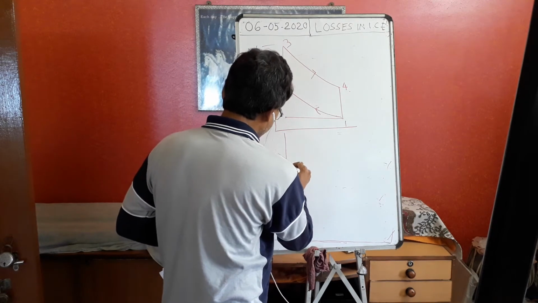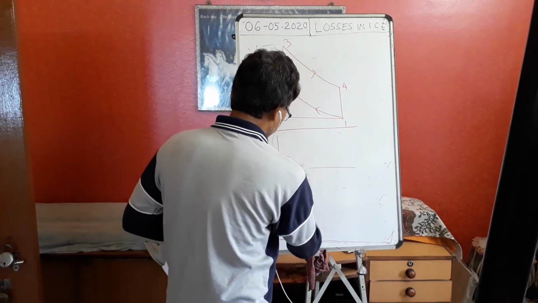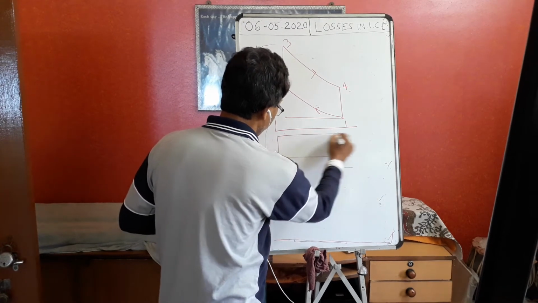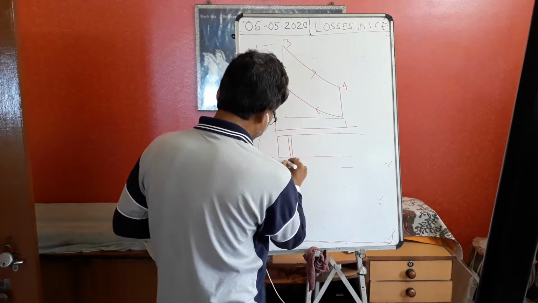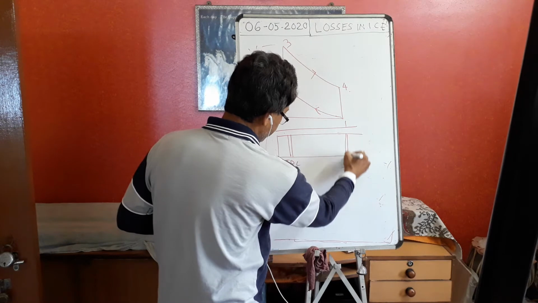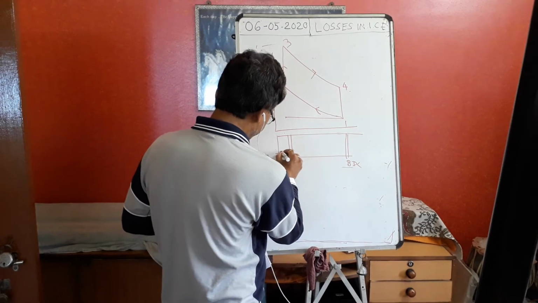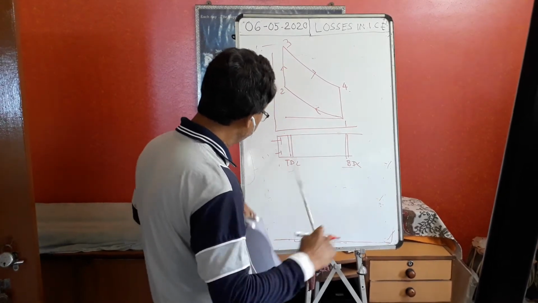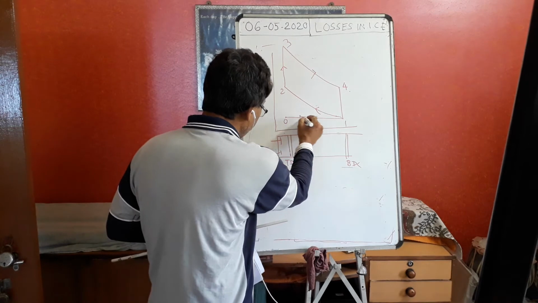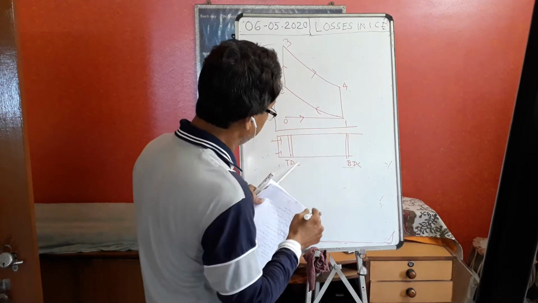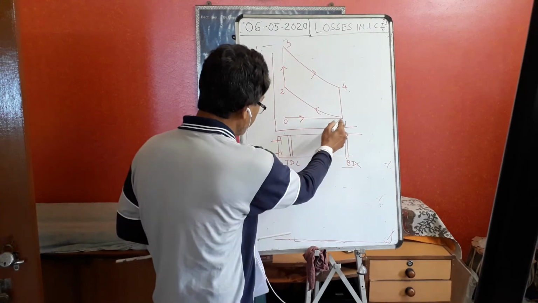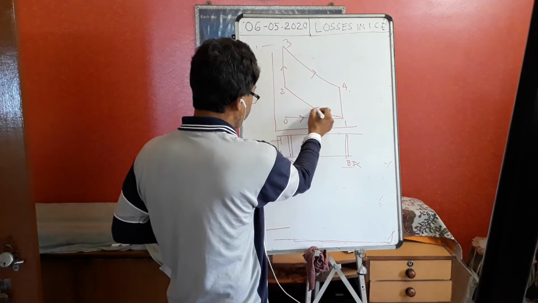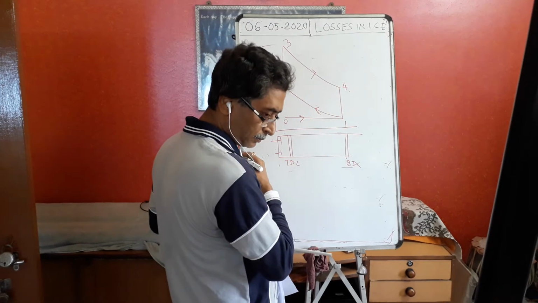Let me draw the piston, otherwise it is not clear to you. This is my piston, this is the TDC and this is the BDC. This is the inlet valve and this is the exhaust valve. The piston goes from this side to this side. It starts from 0 to 1, so 0 to 1 is the suction. Then the inlet valve closes and 1 to 2 is compression.